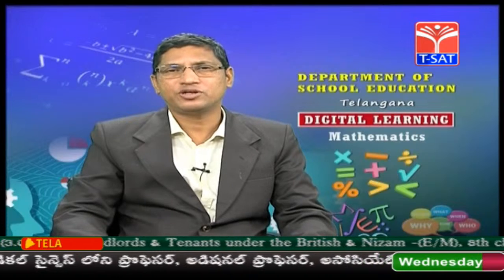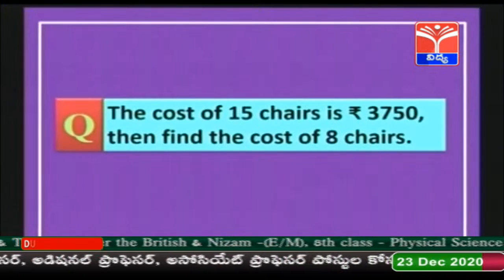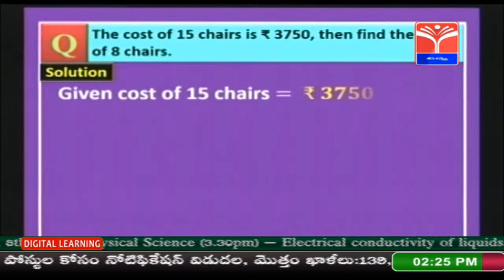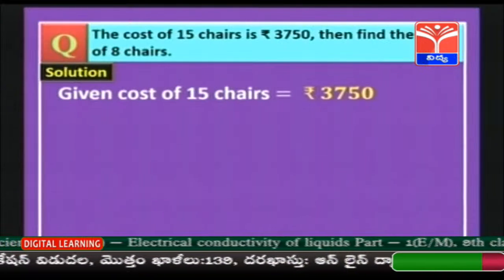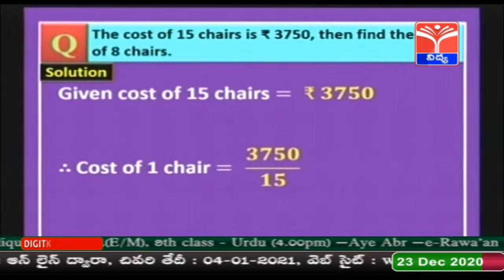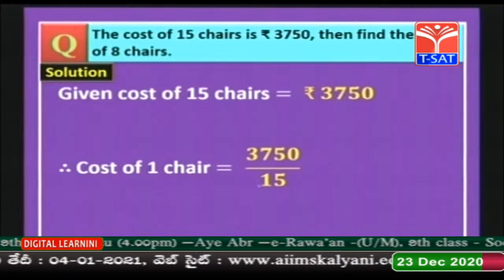The cost of 15 chairs is 3,750. Find the cost of 8 chairs. Let us start with the solution. So the cost of 15 chairs is 3,750. Then what is the cost of one chair, children? Yes, 3,750 divided by 15.